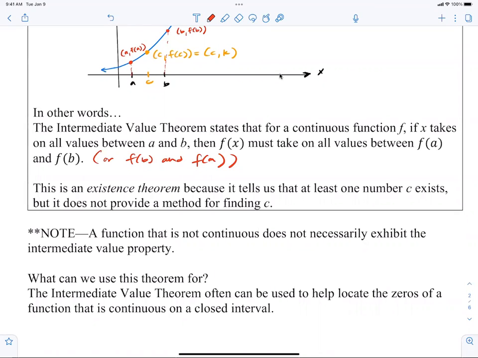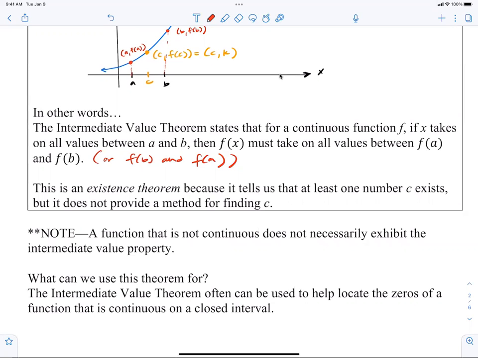So note, you guys, a function that is not continuous does not necessarily exhibit the intermediate value theorem property. Now, if you have an interval, all the function values between could still exist, but if it's not defined on a closed interval, if it's not continuous, the intermediate value theorem would not technically apply.